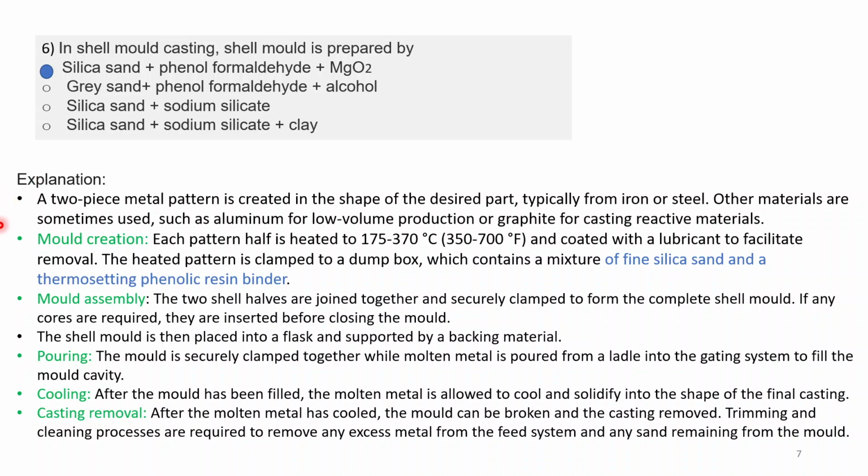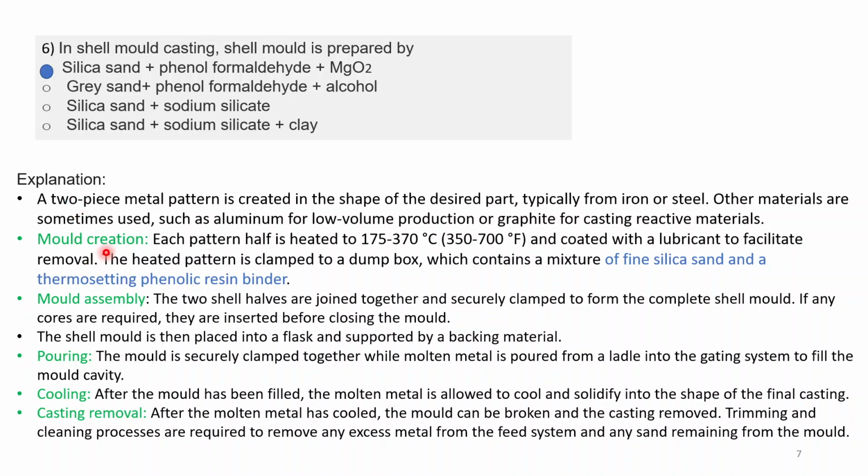In shell mold casting, you require silica sand and some kind of binder. The binder is phenol formaldehyde. These are the steps for shell mold casting. First, you have a two piece metal pattern which is created in the shape of a desired part, typically from iron or steel. Other materials are sometimes used, such as aluminum for low volume production or graphite for casting reactive materials.